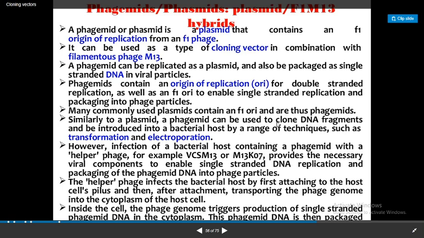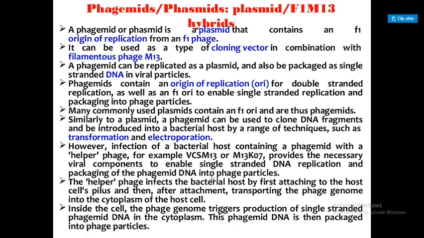Phasmid is used for cloning DNA fragments. It is used for transformation and electroporation, which we will learn in the next class. Which is the example for phasmid? VCS M13, M13 K07. Any one example you will learn. All these phasmids contain what type of DNA? Single stranded DNA. This phasmid will insert the single stranded DNA into the bacterial cell.